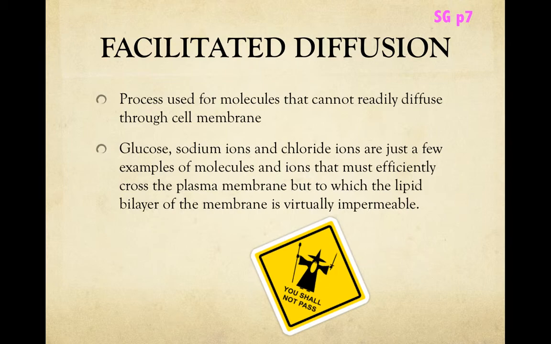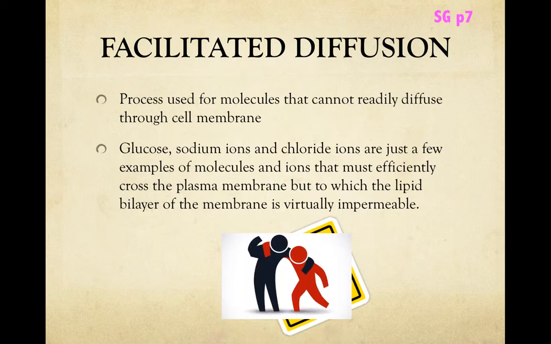Our next example of diffusion is facilitated diffusion, and that's where we're going to use those transport proteins within the plasma membrane to get molecules across. Oxygen, remember, can just go right through, but something like glucose can't. It needs help. So we need some transport proteins to carry those molecules across the membrane because they're not going to get through that bilayer by themselves.